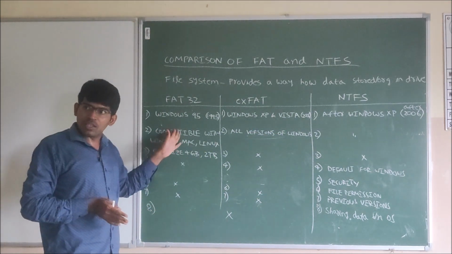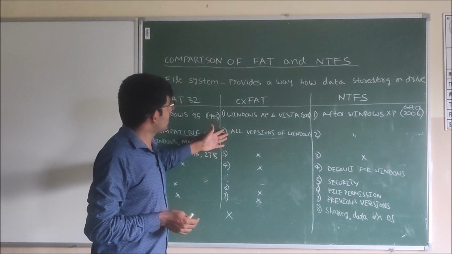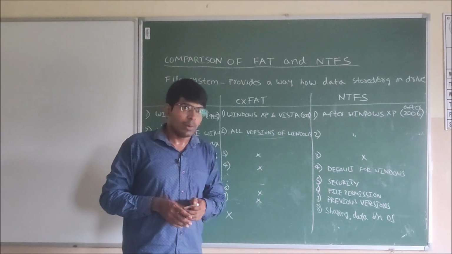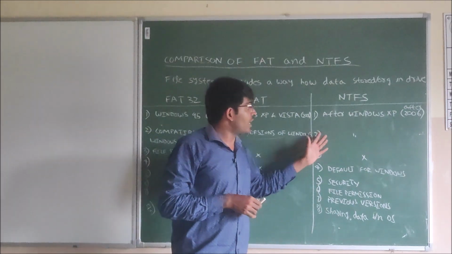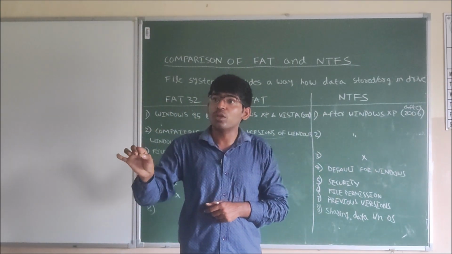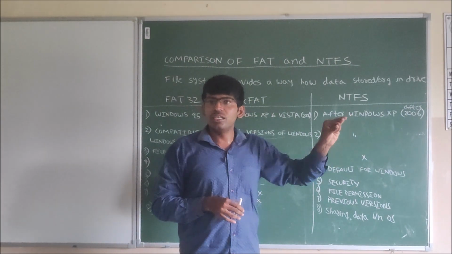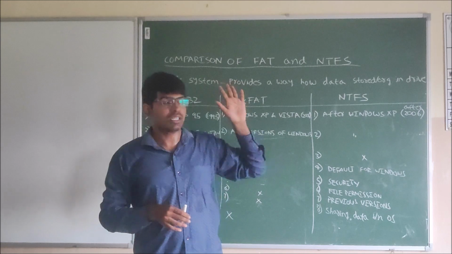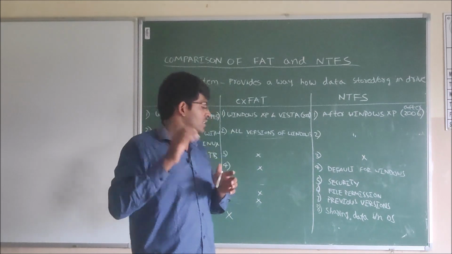Advantage: just now we have discussed FAT32, the advantage is it is compatible with all OSs. Whereas exFAT is not compatible with all OSs, but it is compatible with all versions of Windows. And NTFS is also compatible with all versions of Windows. So these two, exFAT and NTFS, are compatible with all Windows versions, whereas FAT32 is compatible with all types of OSs.